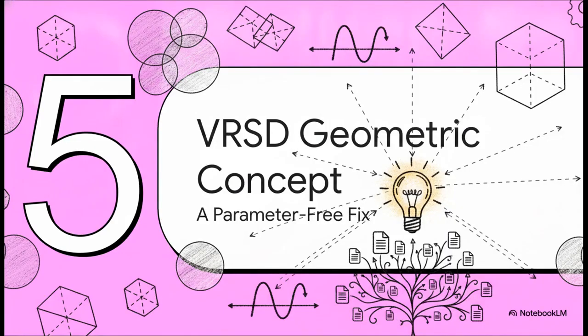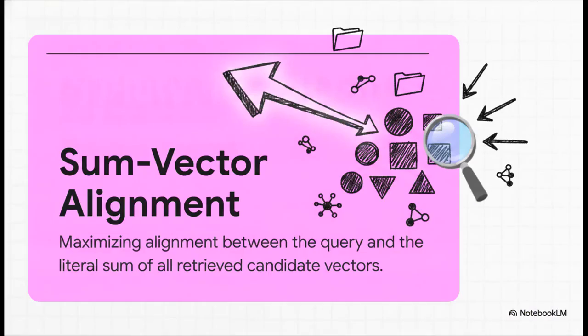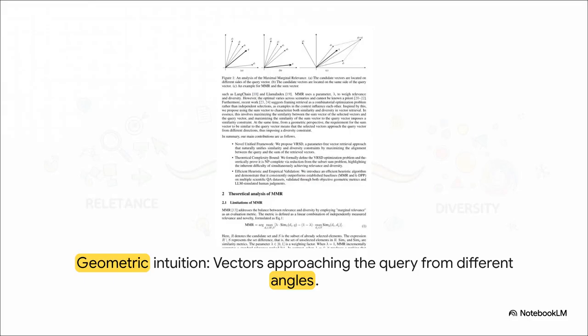Section 5. The VRSD Geometric Breakthrough. This is where things get really cool. There's a framework called Vector Retrieval with Similarity and Diversity, or VRSD for short. Instead of manually weighing relevance against diversity using that finicky lambda parameter, VRSD actually unifies them. It does this by maximizing the alignment between the original query vector and the literal sum of all the retrieved candidate vectors. To really grasp the geometric intuition behind this, think about vectors approaching the query in space.